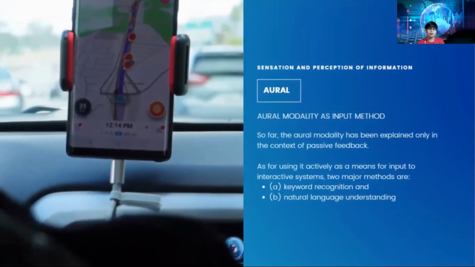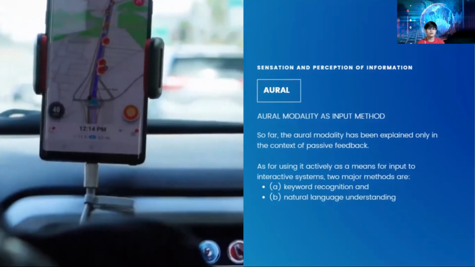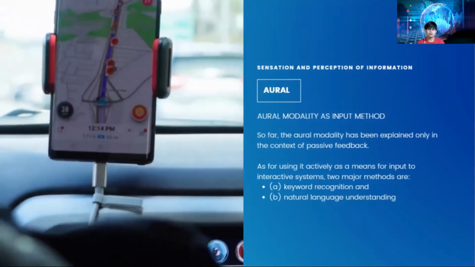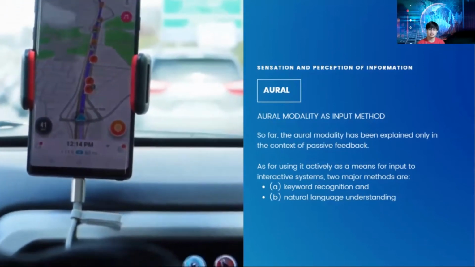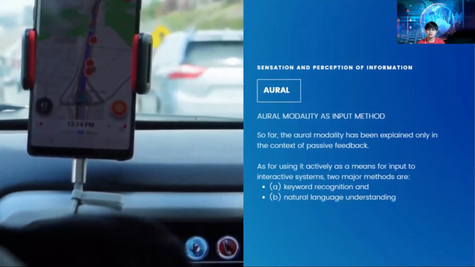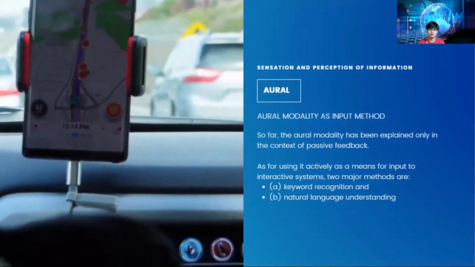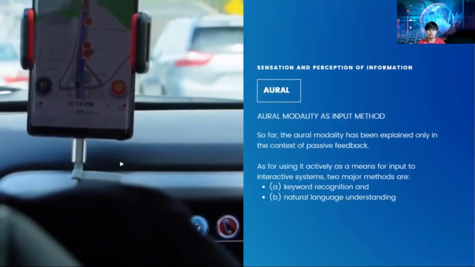Next, when it comes to aural modality as input method. So far, the aural modality has been explained only in the context of passive feedback. As for using it actively as a means of input to an interactive system, two major methods are keyword recognition and natural language understanding.